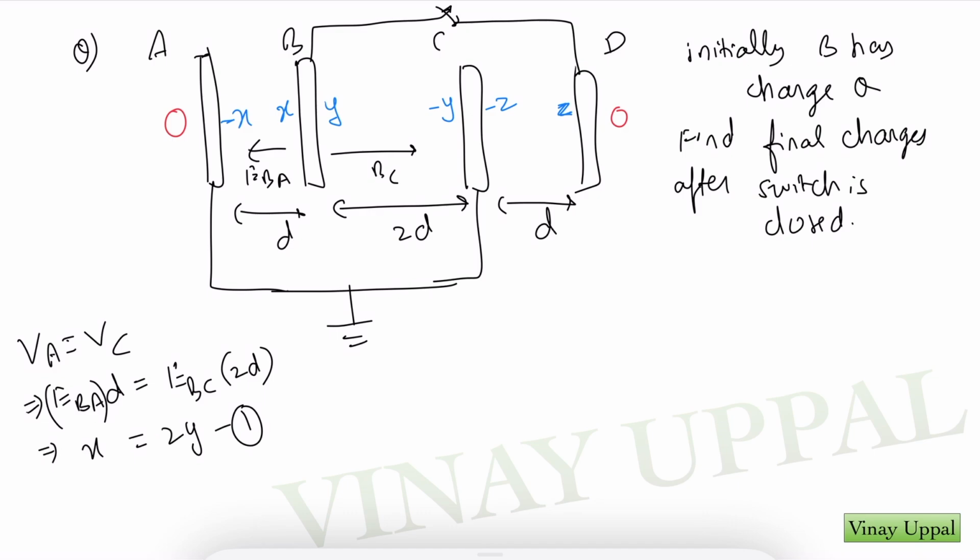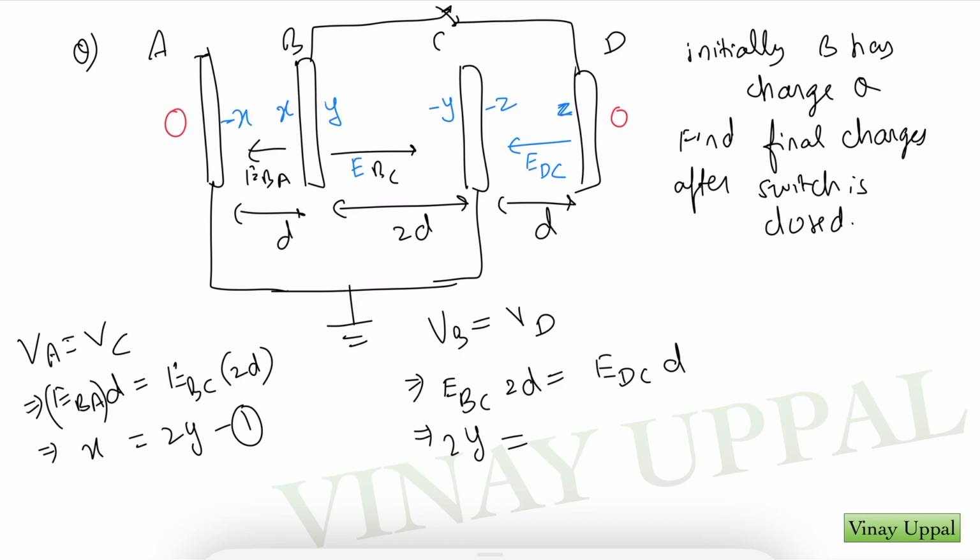Similarly, because B and D are connected, the electric field between B and C and the electric field between D and C will be related by the fact that the potentials of B and D are equal. So electric field between B and C times 2d should be equal to electric field between D and C times d. Electric field between B and C is proportional to Y, and electric field between D and C is proportional to Z. So basically I have X is equal to 2Y is equal to Z. That is my relation. And how will I find each value?